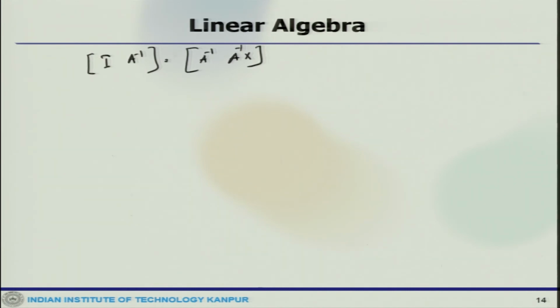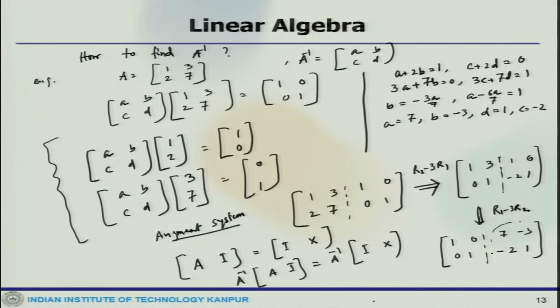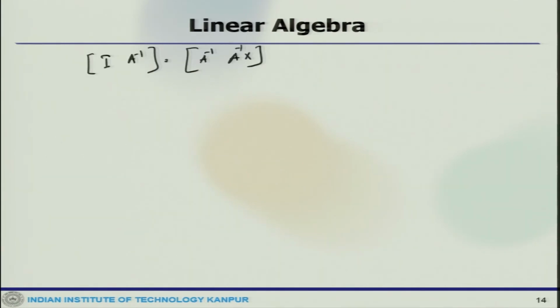So, what we have got here is the inverse of the system, and you can see when we do it the other way around, it is the same. So, what are the elementary operations that have been carried out? The elementary operations are R2 minus 2 R1 and R1 minus 3 R2.